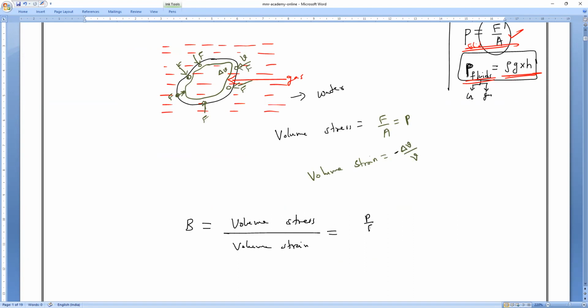Volume stress is F by A. So divided by, next one is what? This one, delta V divided by V. So we all know F by A is equal to P, divided by delta V divided by V, which is equal to what? The formula is PV divided by delta V. Am I right or wrong, everybody? Yes, that is it. So please try to solve, everybody.